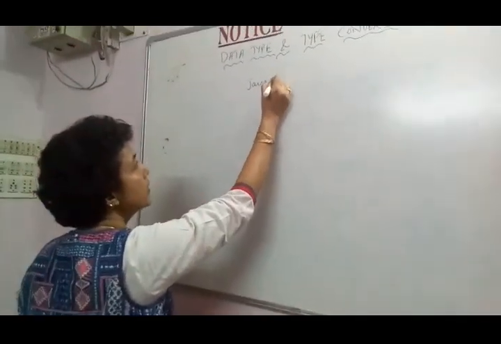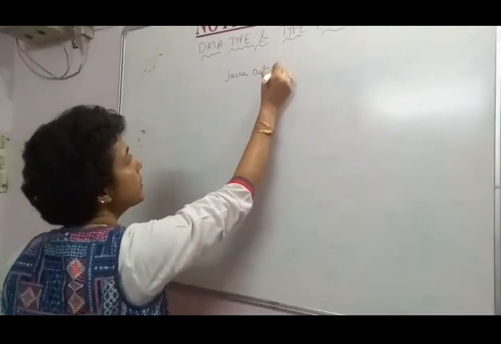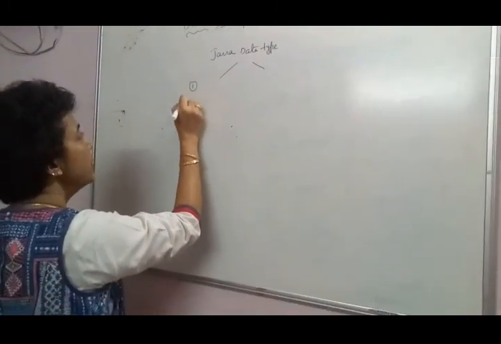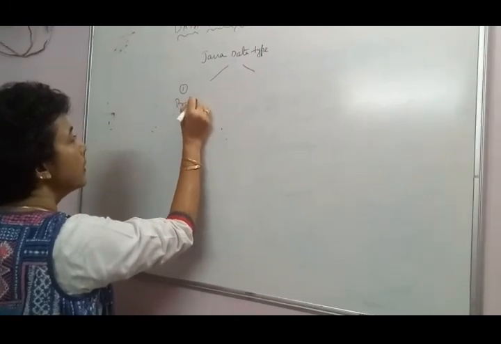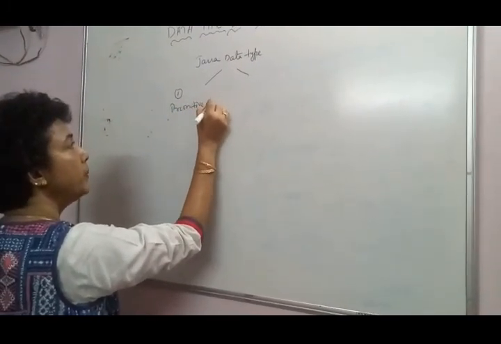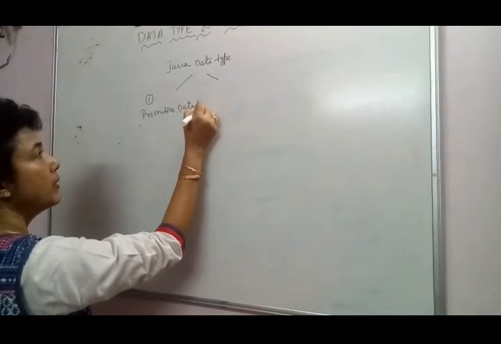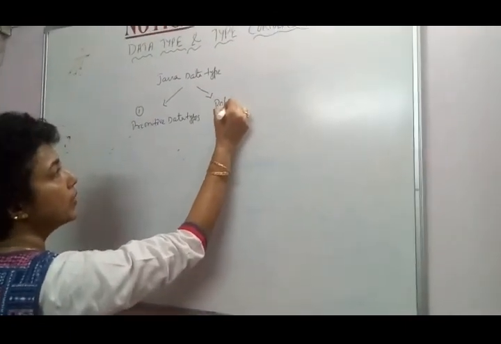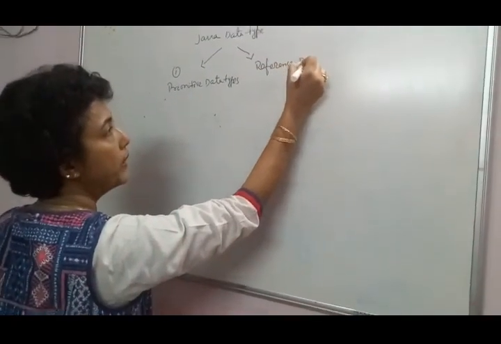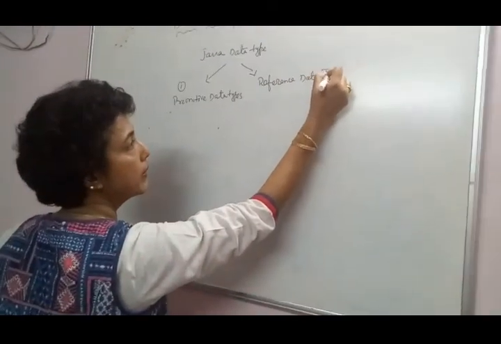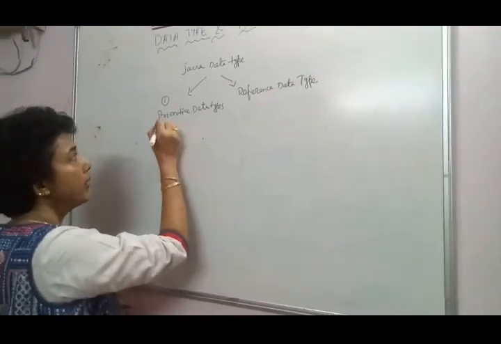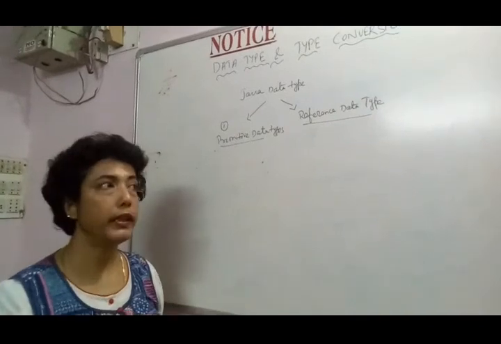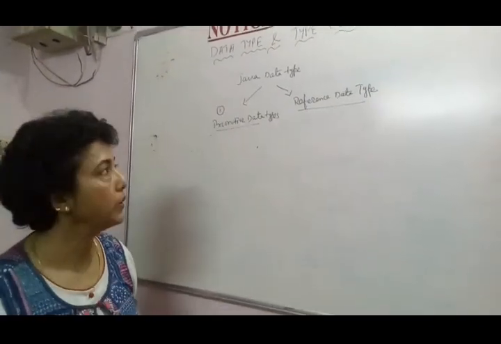Java supports two types of data. One is primitive data types, and the second one is reference data type. Primitive data type and reference data type. Let us talk about each of them separately, one after the other.